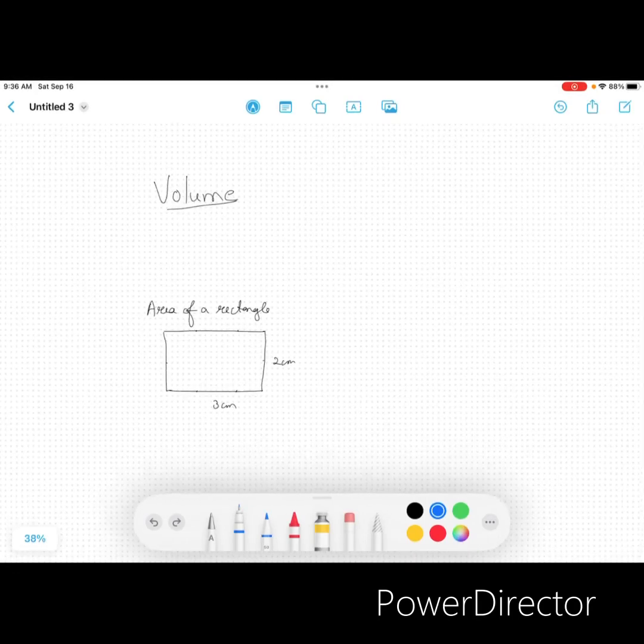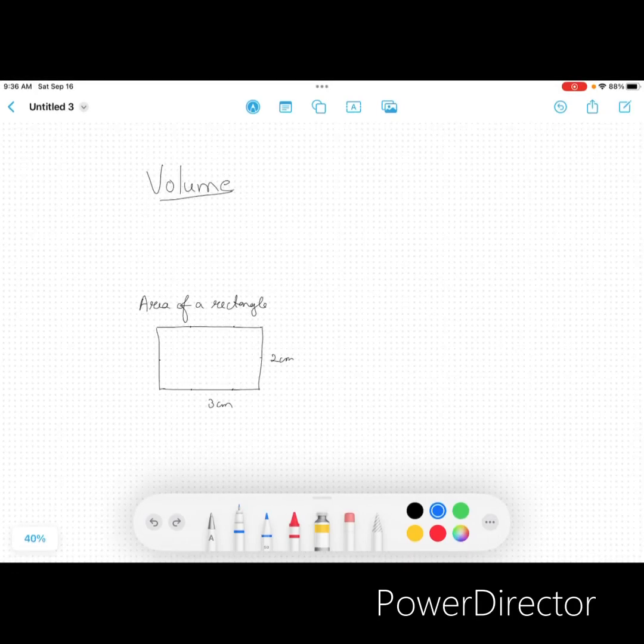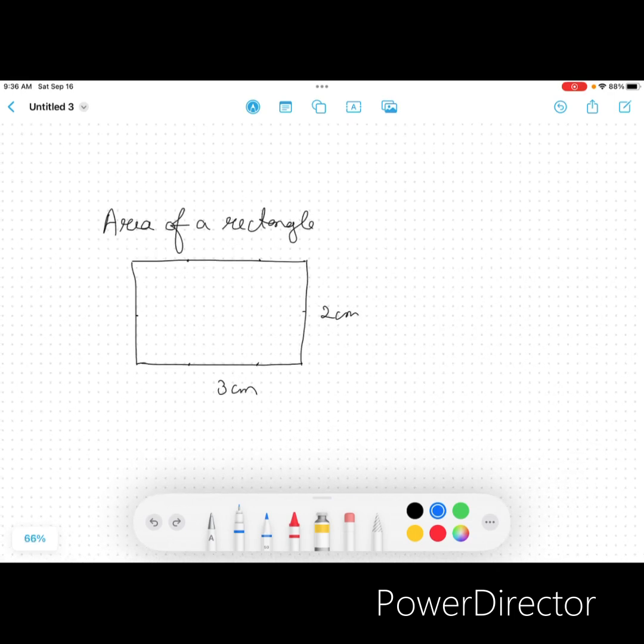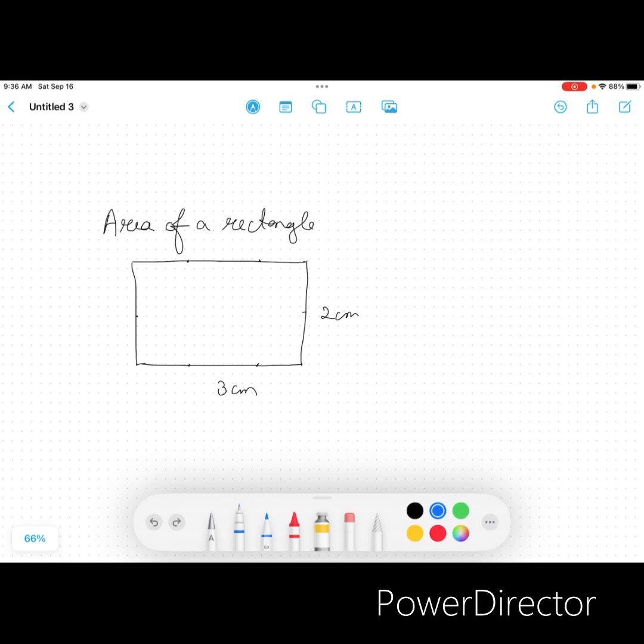Hi, today we'll learn what is volume and how to find the volume of the simplest 3D object, maybe a cube or a cuboid. Now, if you remember from previous classes or from the previous grade, we know how to find the area of a rectangle, right? Area is the number of square units needed to cover a plane figure.